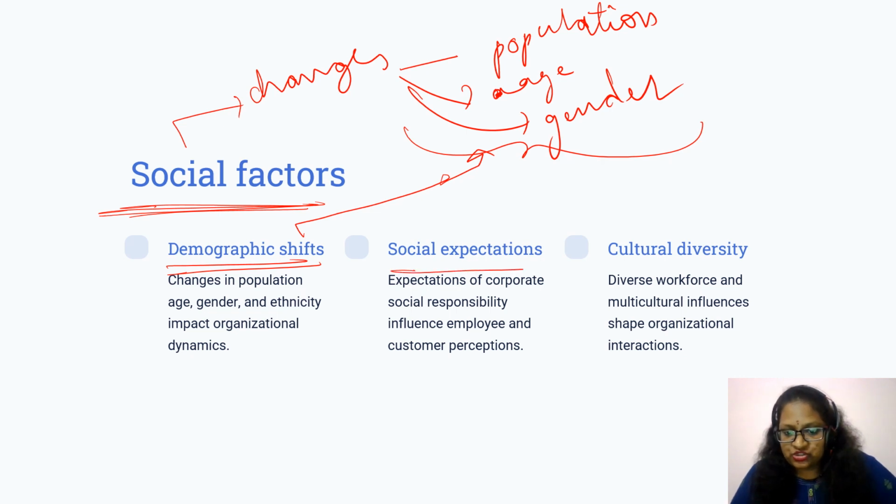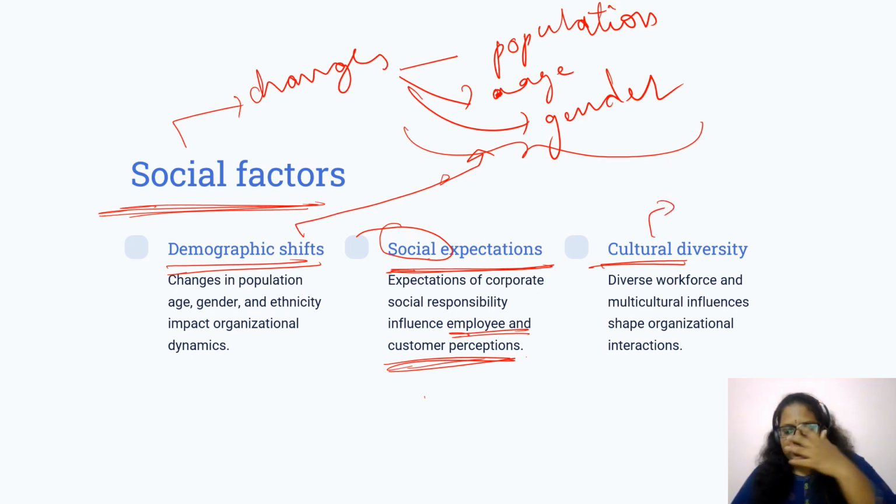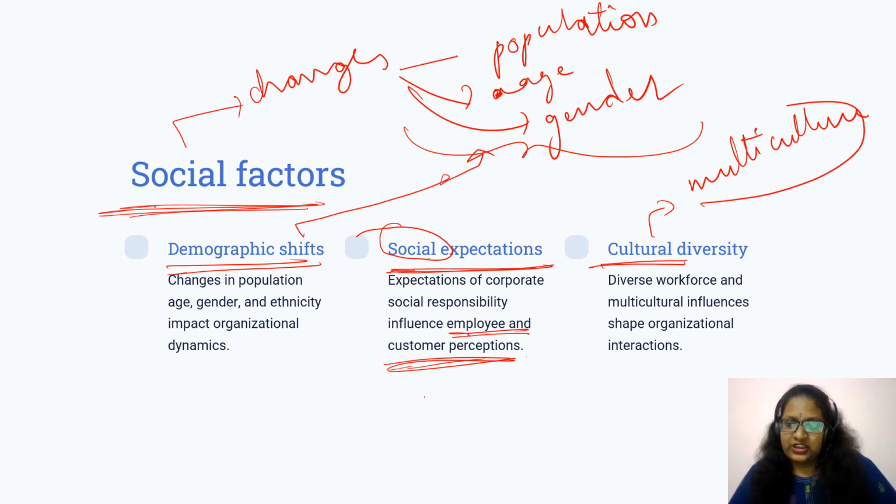Now next come the social expectations. Expectations of corporate social responsibility influence employee and customer perceptions. What an organization's obligations are towards society is also a major part. So this is also a social factor influencing the organization. Now next is the culture. We already spoke about how there are a lot of various cultures and various people available. So this multicultural diversity will also affect the organization.